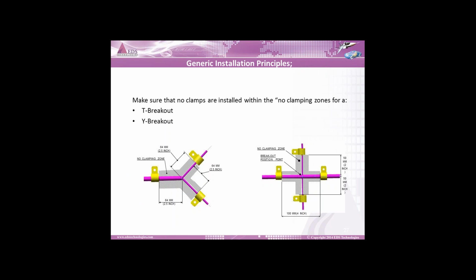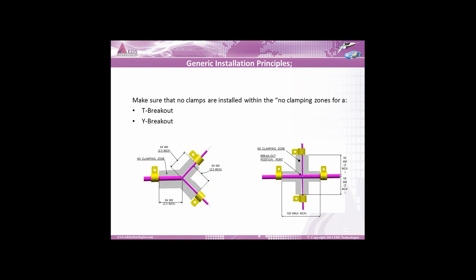So they'll give you a suggestion that this is a no clamping zone. That means at this particular point, wherever there is a Y break or T break, you cannot position any of your clamps. So that is the standard given by each and every organization.